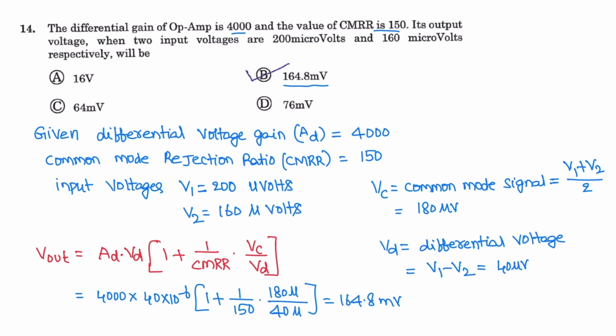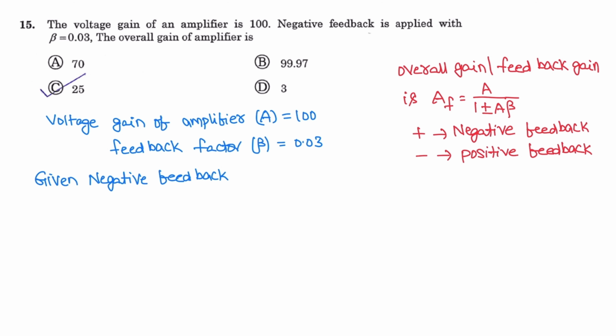Next question. The voltage gain of an amplifier is 100. Negative feedback is applied with feedback factor 0.03. The overall gain of amplifier is? So in the question they have given voltage gain of an amplifier, open loop gain is 100 and feedback factor is 0.03. The feedback given is negative feedback. So the overall gain of amplifier is given as AF is equal to A by 1 plus or minus A beta. So plus symbol for negative feedback and minus symbol for positive feedback. In the question they have given negative feedback.